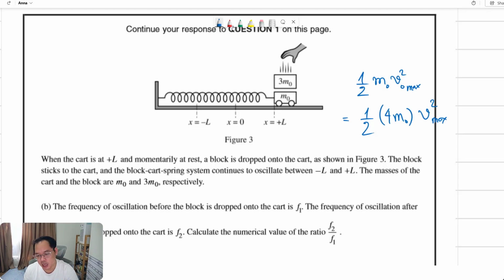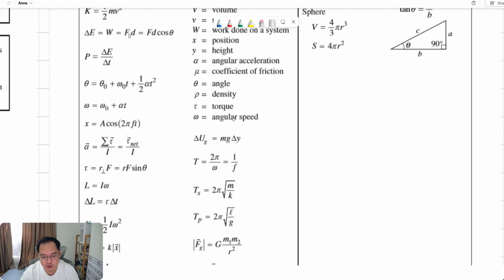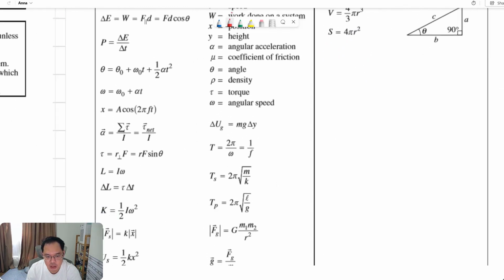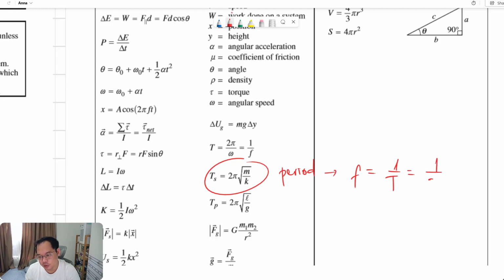The question is about the ratio of the frequency, so we need to think of an equation for frequency. We are given here the formula for the period of the spring system. The frequency is the inverse of this period, which means we have 1 over 2 pi times the square root of k over m.